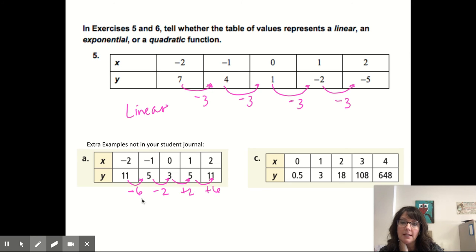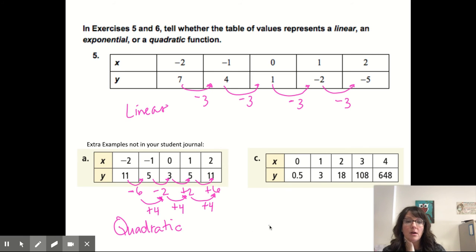So then I would look at the second difference here. From -6 to -2 is adding 4. From -2 to +2 is adding 4. From +2 to +6 is adding 4. I see that the second difference is constant, therefore it's following the pattern of a quadratic. Okay? And on part C, I want you to pause the video and answer the question, and then we'll work it out.